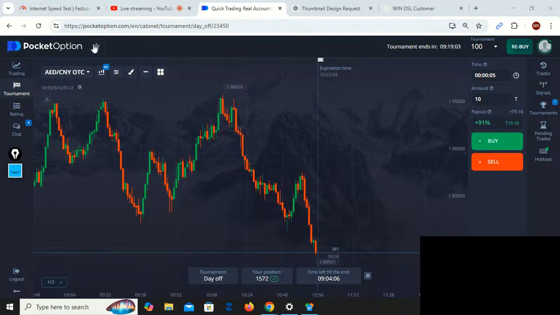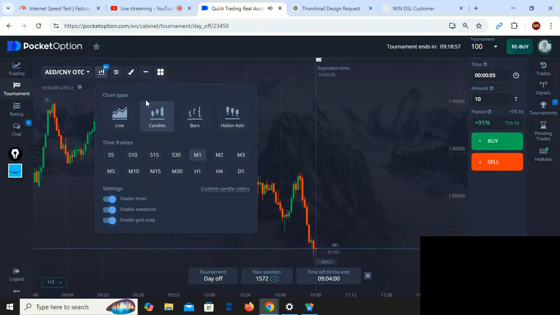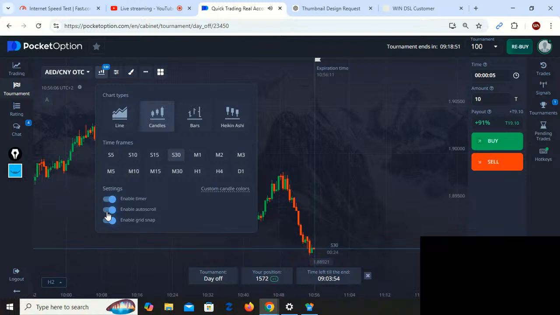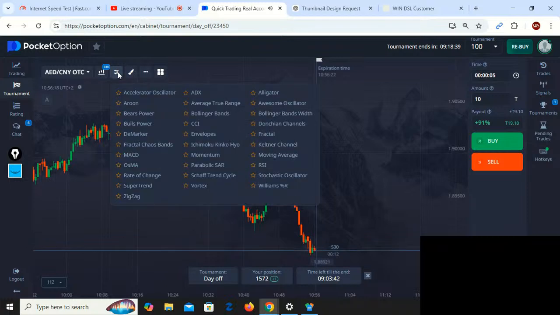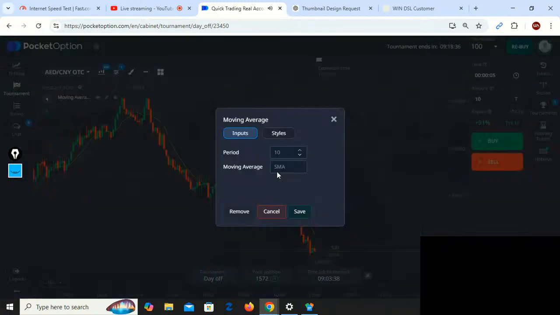Okay, let me start by setting up the charts and explaining the strategy. First, you need a 30 seconds candlestick chart. So you go to candles over here, you select 30 seconds. I will disable the auto scroll feature, enable the timer always. I will disable auto scroll for today because I need to do some technical analysis while trading. Also, you need to add from the indicators tab over here a moving average. So you add the 200 moving average.